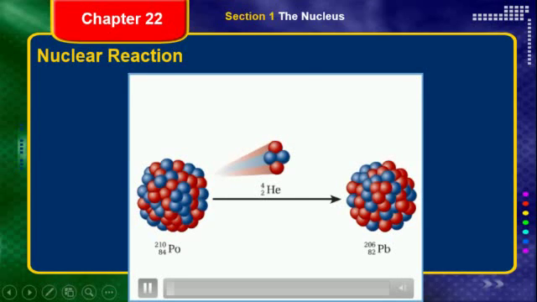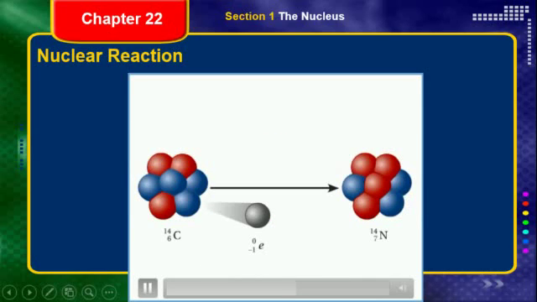The alpha decay of polonium-210 produces an alpha particle and lead-206. The total atomic mass of the products, 206 for lead and 4 for the alpha particle, adds up to 210, the atomic mass of the polonium nucleus. The total positive charge is also the same on both sides of the equation. The positive charge is tracked with the atomic number. 84 protons in polonium is the same amount as 82 protons in lead and 2 protons in the alpha particle.